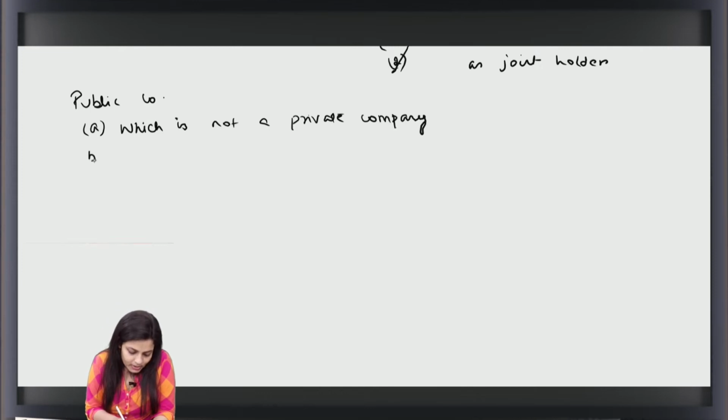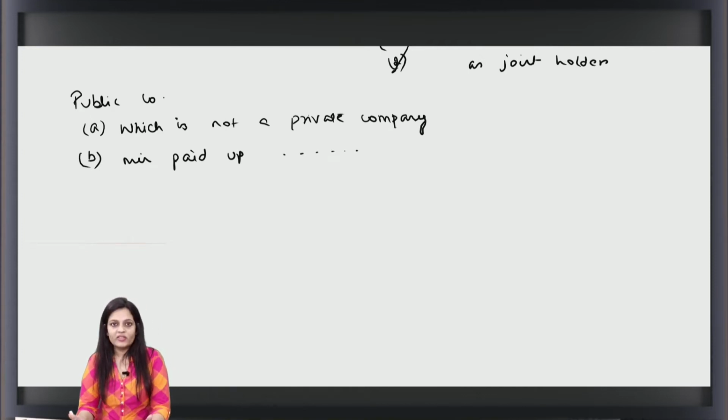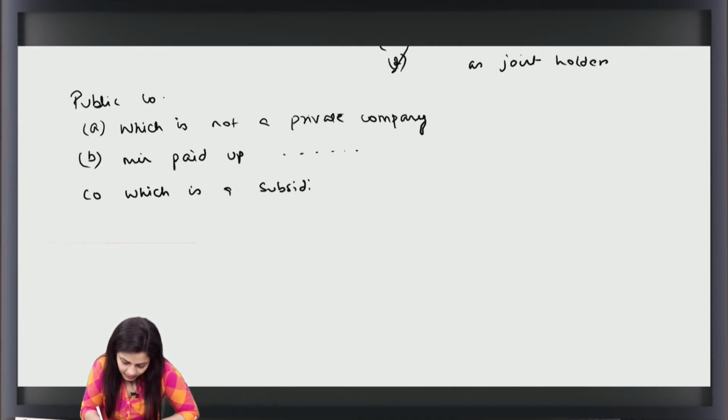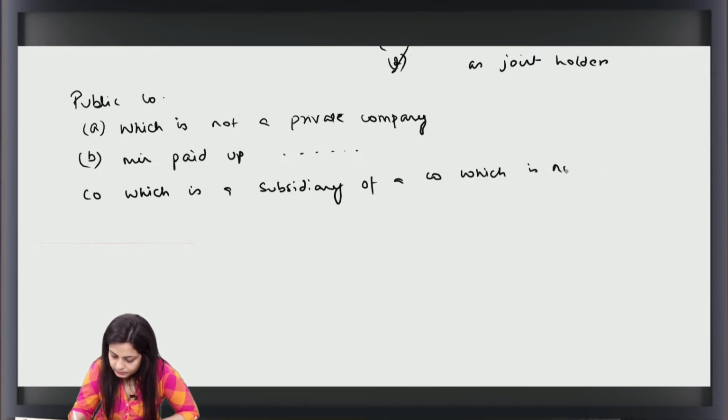The second point says which has a minimum paid up capital. I am not going to go into this because I have just explained that to you. As of today, there is no such restriction. They just say minimum capital as may be specified. And the last one, a company which is a subsidiary of a company which is not a private company.